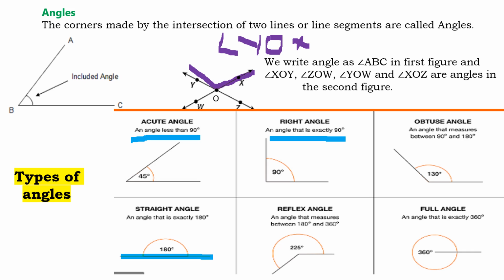Okay. Now you have a reflex angle. The measurement of a reflex angle is greater than 180 degree and less than 360 degree. If I extend this line, this will be 180 degree, plus this angle will give you a 225 degree angle. Fine. A full angle or a complete angle is an angle which measures exactly 360 degree.